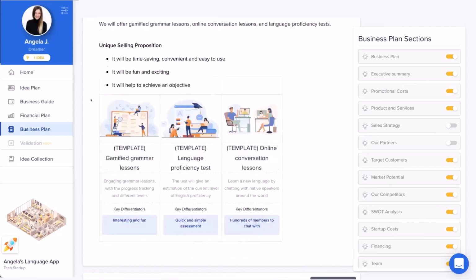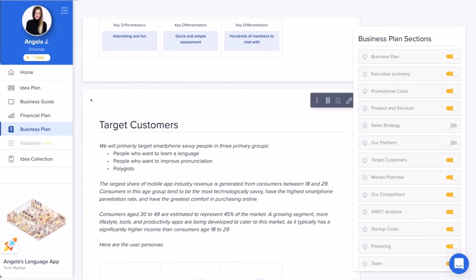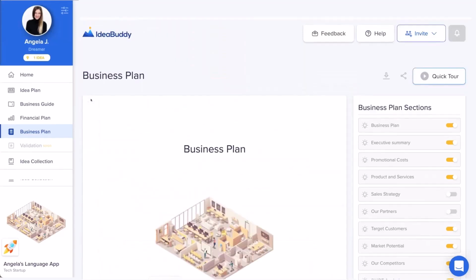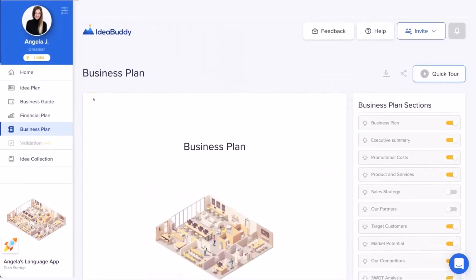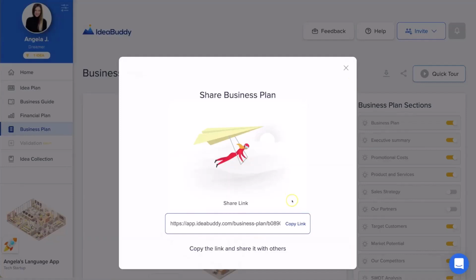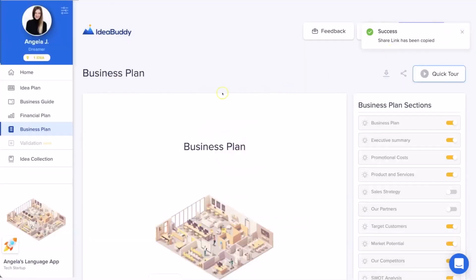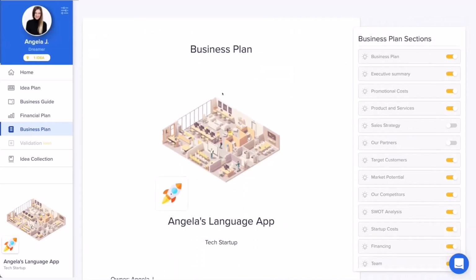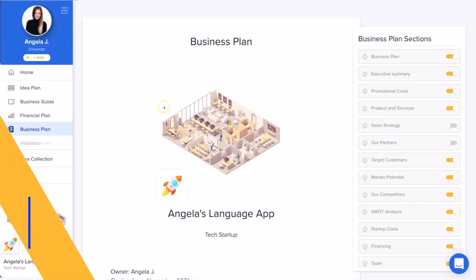Once you've decided on what business plan sections you would like to include in your business plan, and once you have them in the order that you want them, once you've made all the edits that you would like here in the business plan section, you're ready to export. So if you click right here on export, it gives you the option to export as a PDF or as a Word document. If you would like to share as a link, just click on share. And here you will find a link that you can copy and paste in an email or send it to a friend or anyone that you would like to take a look at your business plan.